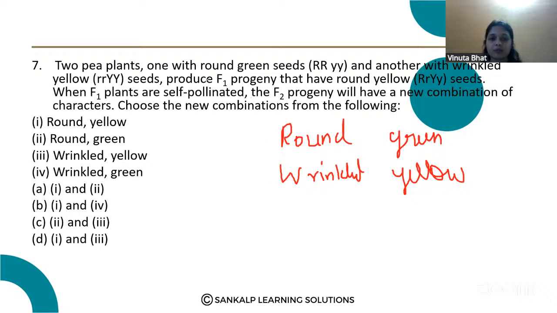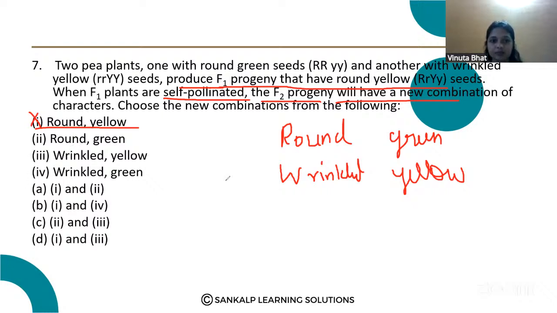When the F1 progeny have round yellow seeds, yes, all F1 plants have round yellow seeds, and F1 plants are self-pollinated. The F2 progeny will have the new combination of the characters. So what are the new combinations from the following? They ask round yellow, that is from the parental generation. Then round green seeds, sorry, round yellow seeds.